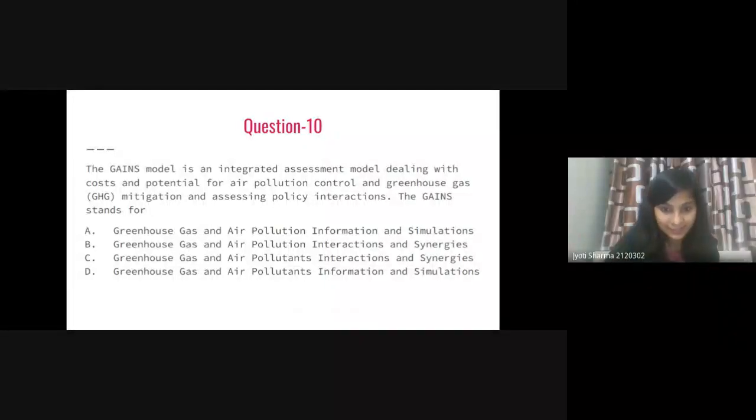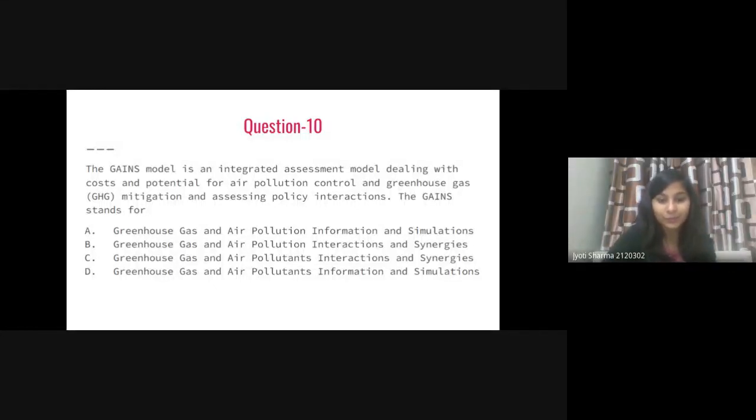B and C are same. No, B and C are not same. This is like one is air pollution and second is air pollutant. So you have to tell me whether it is air pollution or air pollutant, and then whether it is an interaction or the information, or it is a simulation or the synergies.